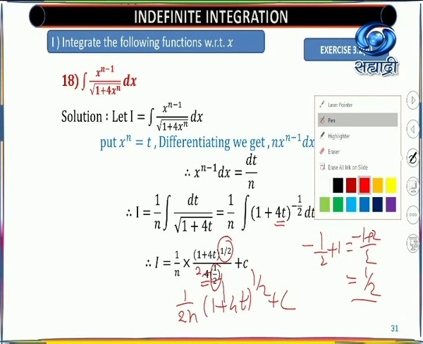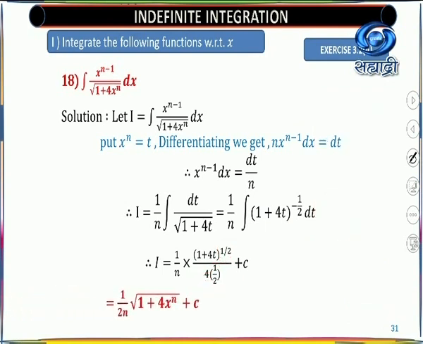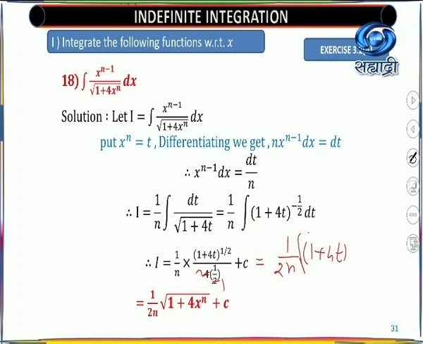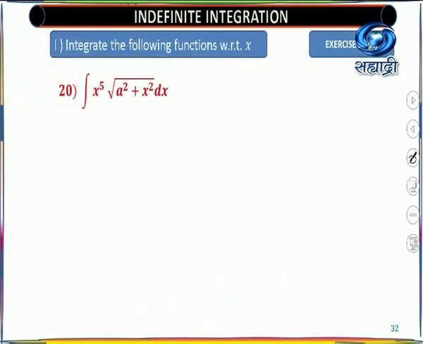This is the simplification which you will get here. If you write properly, you will get 1 upon 2n because 2 will get cancelled here, and 1 plus 4t raised to half means it is nothing but the root. Now replace the value of t. What is the value of t? Value of t is x raised to n. So we'll write here 1 upon 2n root of 1 plus 4 x raised to n plus constant of integration. Okay. Now next example. Next example is x raised to 5 root of a square plus x square dx.